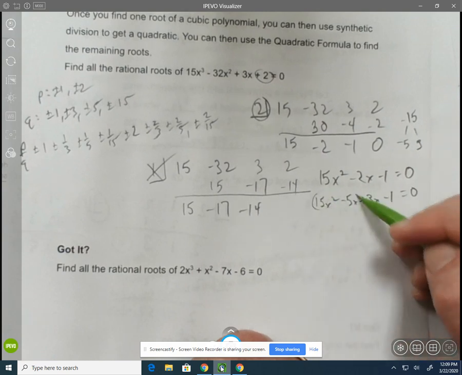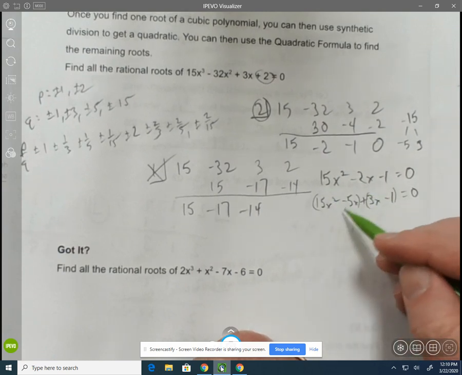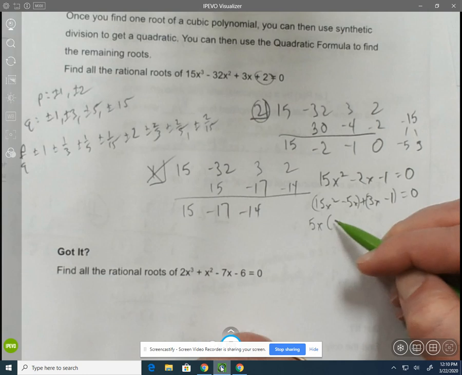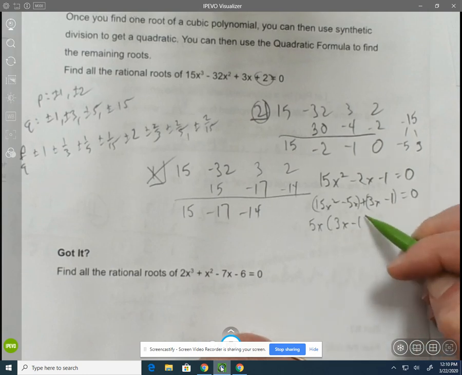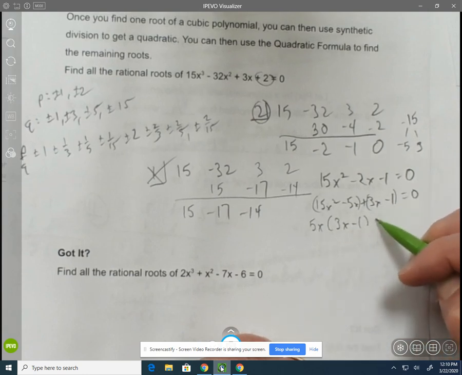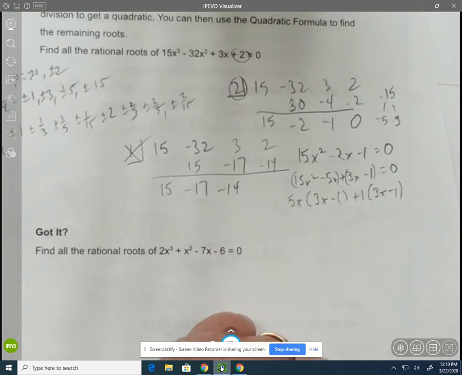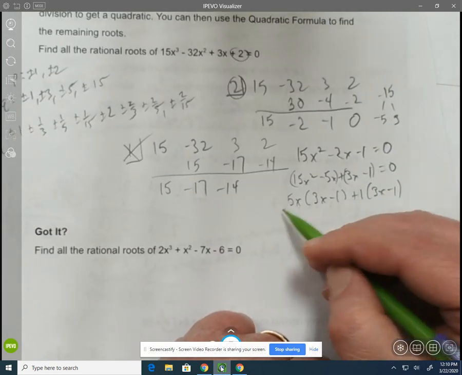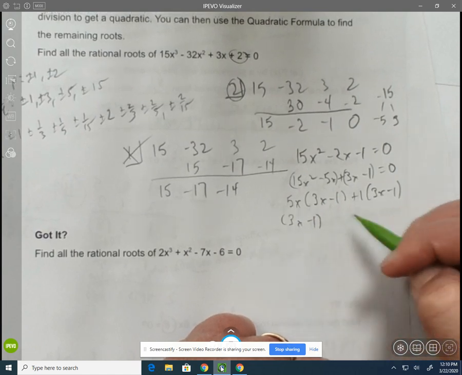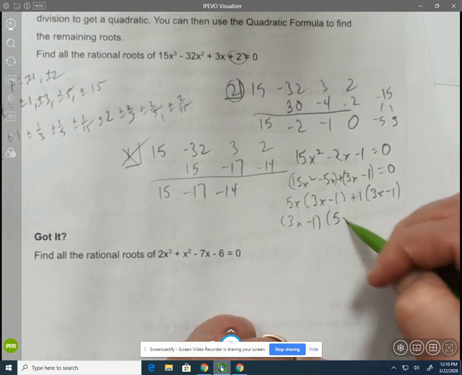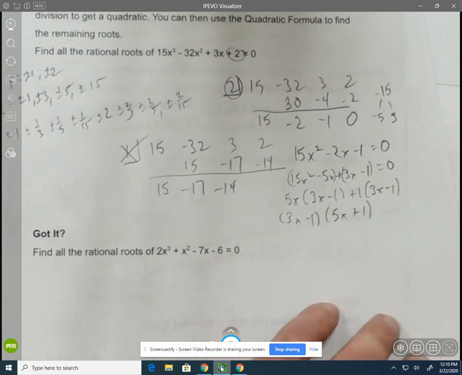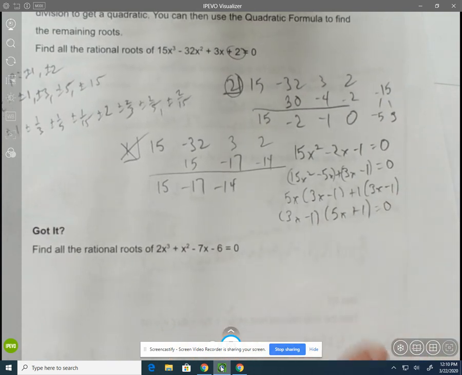I group them together, and I can take out a 5x. That's leaving 3x minus 1. And here, really can't take anything out, so I'm just going to factor out a 1. And there's 3x minus 1. And so now I've got 3x minus 1 in common, and I've also got 5x plus 1. And again, it still equals 0. We're looking at where these things equal 0.